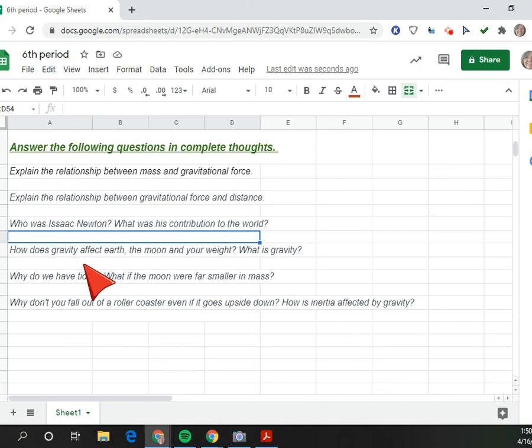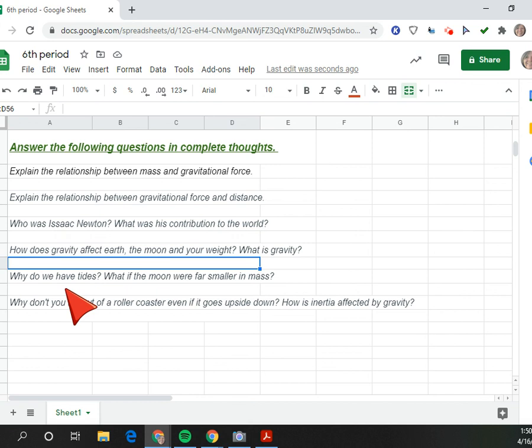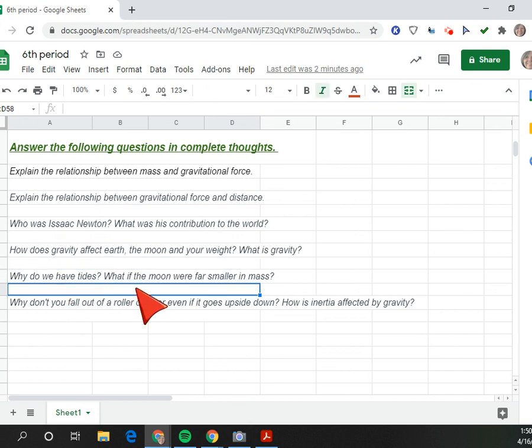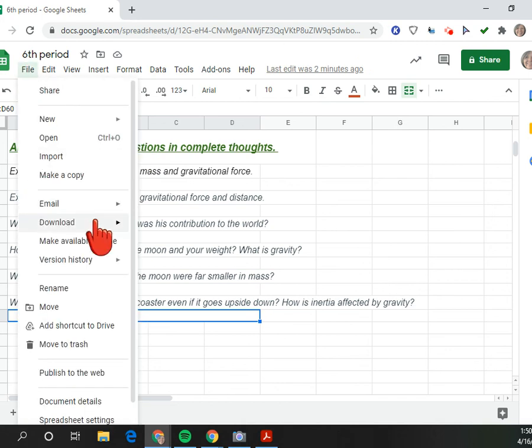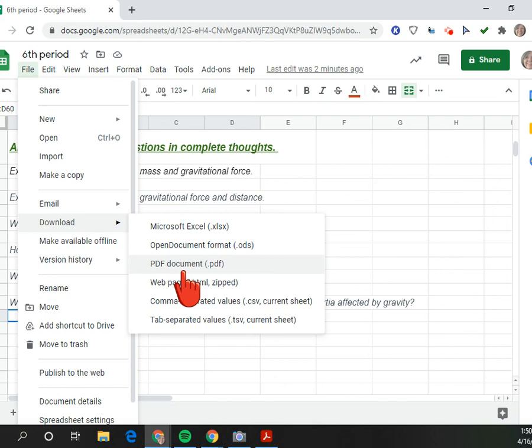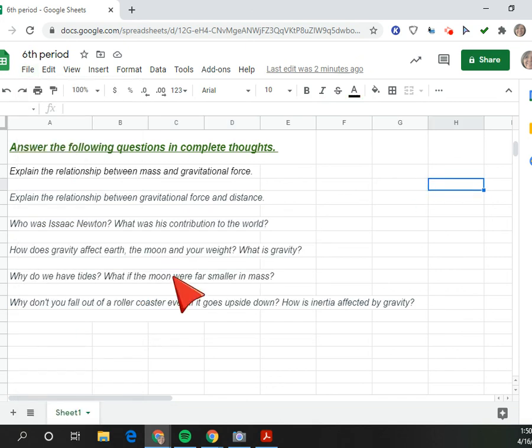All right, and then you can answer these from the other reading or from what you already know. I want you to think about the tides one, and then the roller coaster one. So I'm going to really be looking at these two questions. The other ones we kind of talked about a lot, but these two I want to see what you're thinking. So I want you to answer the rest of these questions, and then you're going to download it as a PDF and submit it through Canvas that way. Okay, so I'm going to give you some time to answer these questions right here.